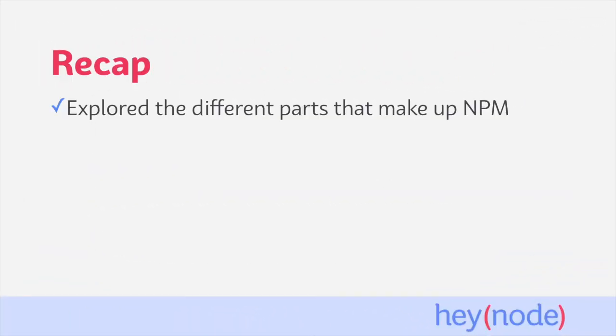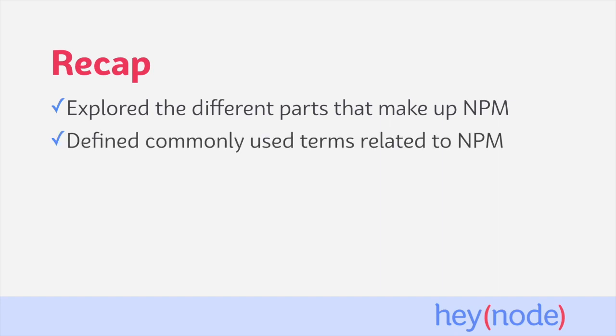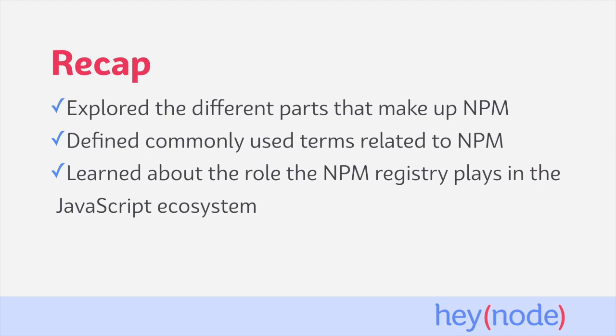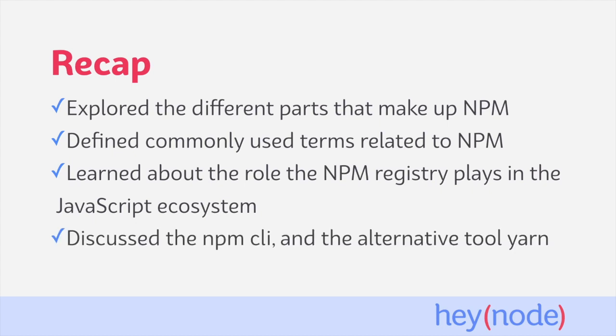To recap, we explored the different parts that make up npm as a whole. We defined commonly used terms related to npm. We learned about the role that the npm registry plays in the JavaScript ecosystem. And we discussed the npm CLI and the alternative tool Yarn.